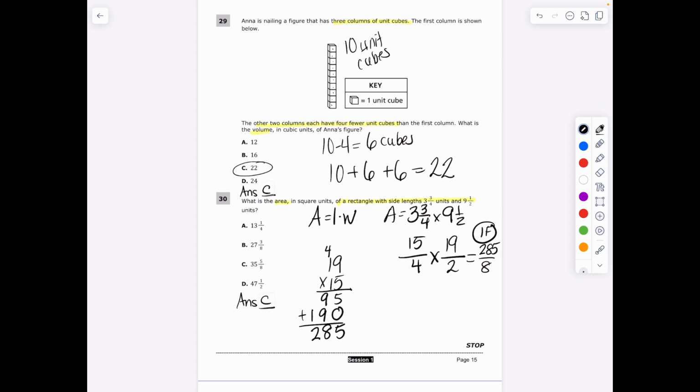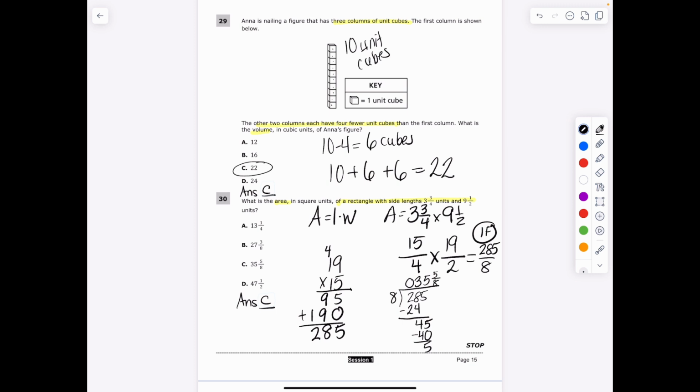Now, obviously, I have an improper fraction here, and none of my answers are improper fractions. So now I have to change this back to a mixed number. We're going to use division. We're going to do 285 divided by 8, one digit at a time. 2 divided by 8 is 0. 28 divided by 8 is 3. 45 divided by 8 is 5. And so that gives me a remainder of 5 eighths.